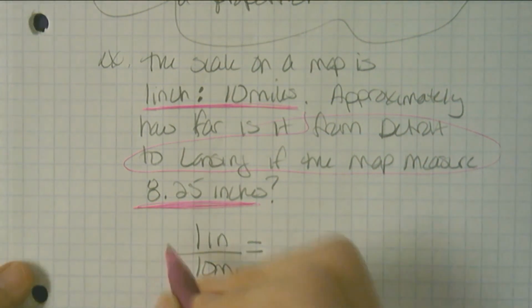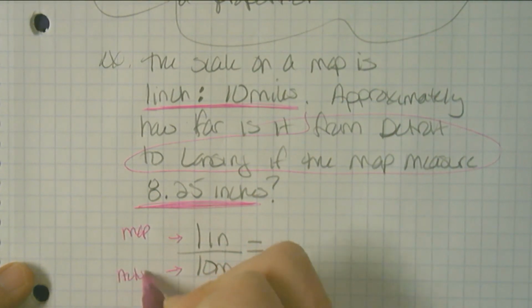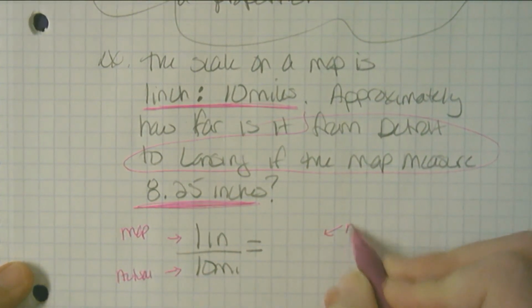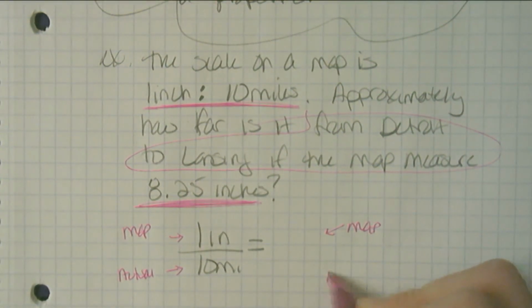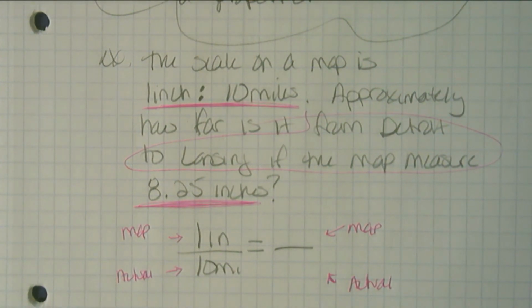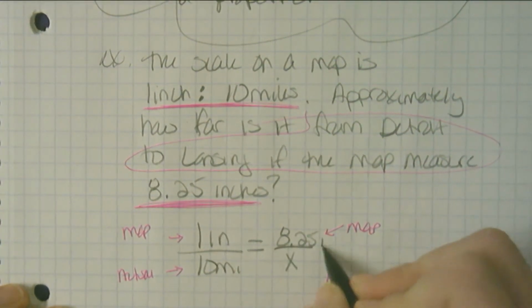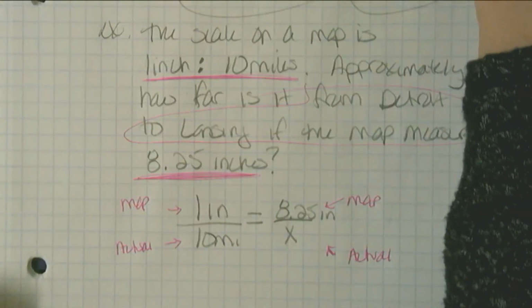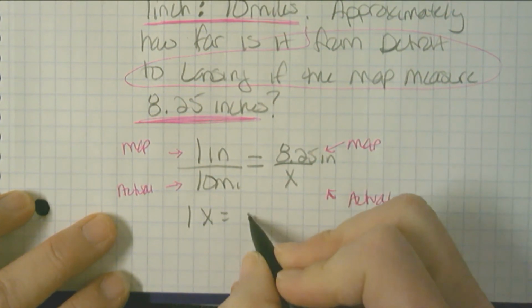Now, your 1 inch came from the map. The 10 miles came from our actual. So what that means is I need to have my map measure in my numerator in my unknown fraction, and my actual measure in my unknown fraction is my denominator. So somebody set up my unknown fraction for me in my proportion. Lily? Yep, 8.25 over x. This would be inches. All of you solve this, please, using cross multiplication.